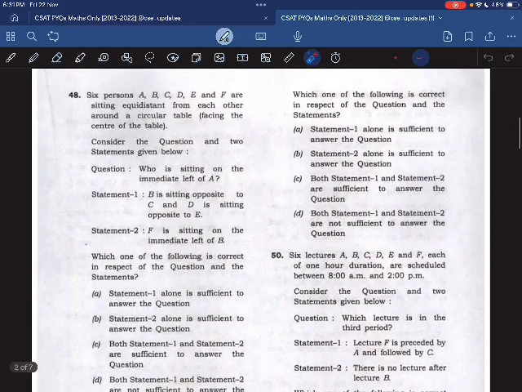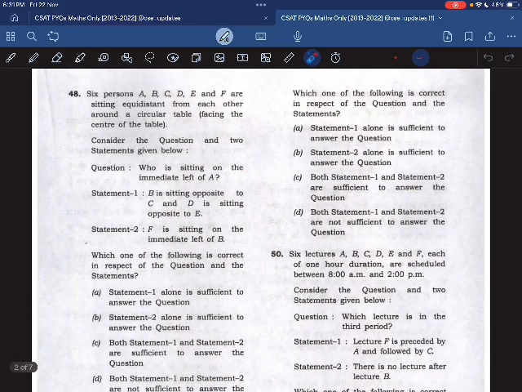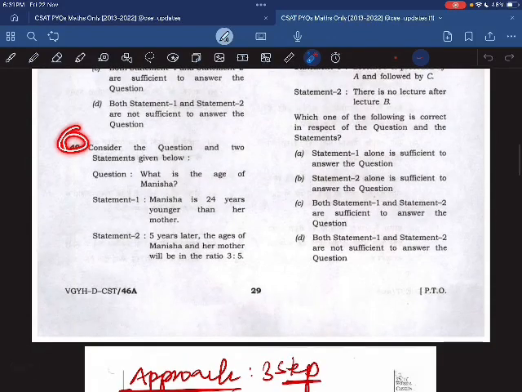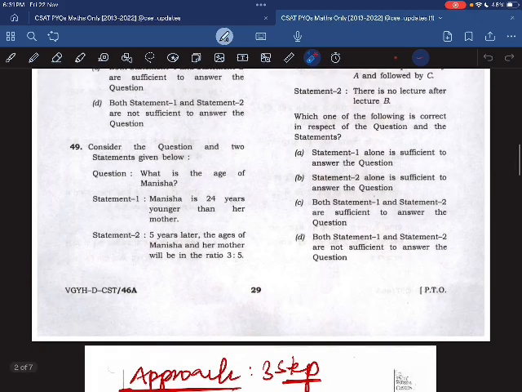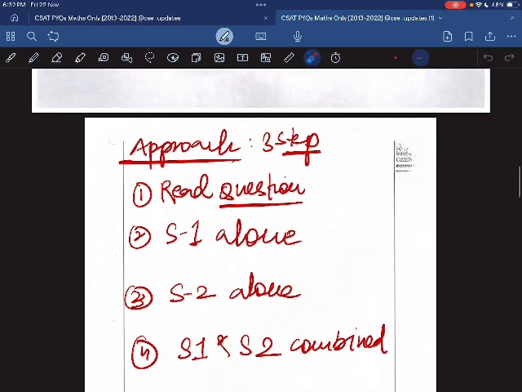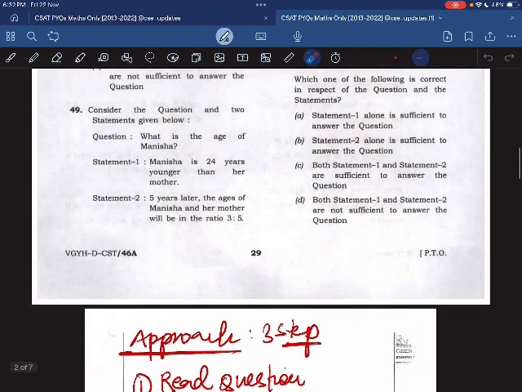So for example, let's take the 49th question. Consider the question and the two statements given below, and the question asked is: what is the age of Manisha? So Manisha is a girl, and the question asks what is the age of Manisha. So first we have to read the question very carefully: what the question is asking, what the question is demanding.